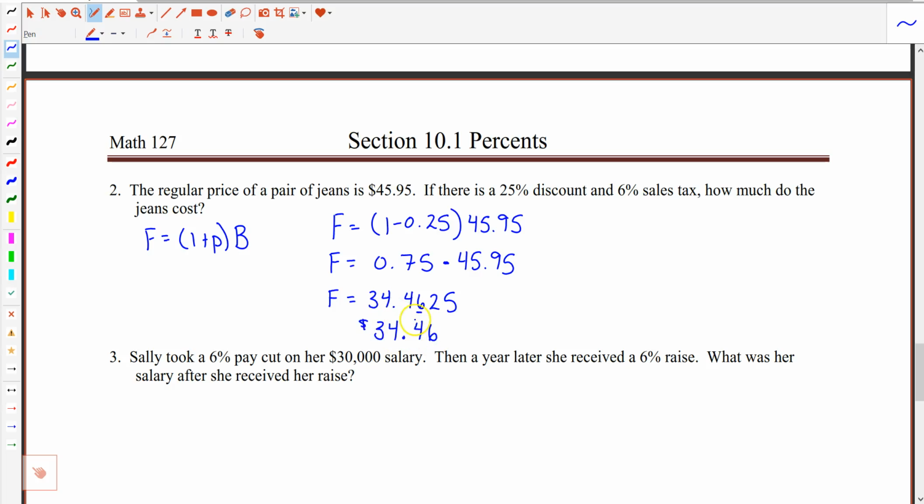Now on top of this, I'm going to pay 6% sales tax. So the sales tax is not going to be based upon whatever the original price was. You only pay the sales tax on what the store was willing to charge the goods to you at. So the 6% sales tax is going to be on this amount, the $34.46. Again, using this formula, the final amount will be 1 plus, and I have a 6% increase, or 0.06, and then this increase is going to be applied to the $34.46.